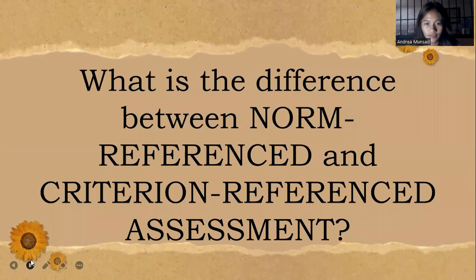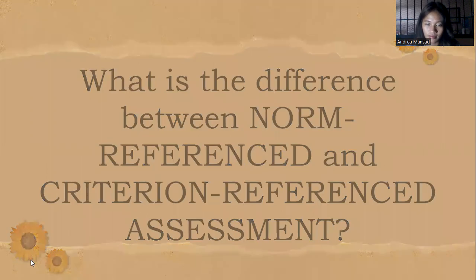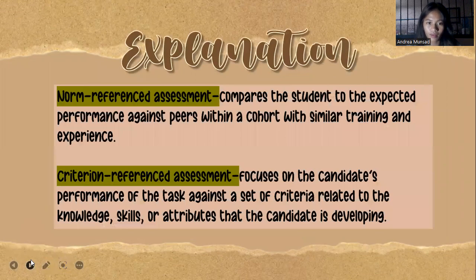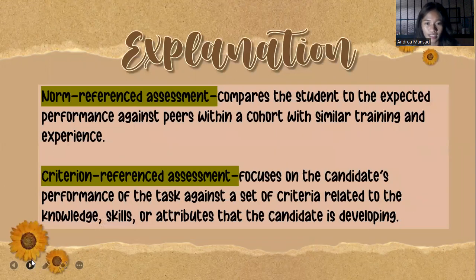But what is the difference between norm reference and criterion reference assessment? Or norm referencing and criterion referencing? Norm reference assessment compares the student's expected performance against peers within a cohort with similar training and experience, while criterion reference assessment focuses on the candidate's performance of the task against a set of criteria related to the knowledge, skills, or attributes that the candidate is developing.